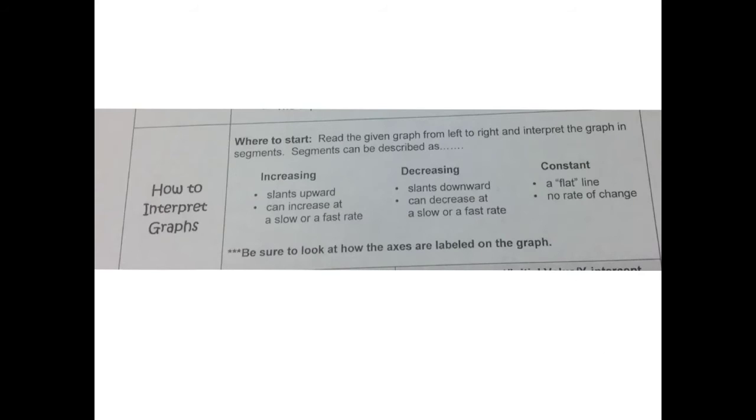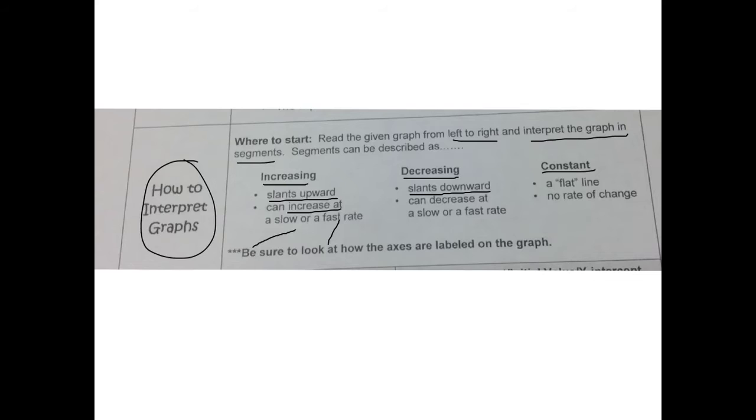This is kind of the how-to as far as how to interpret graphs. Where do we start? We read the graph from left to right, just like we're reading a book. We interpret the graph in segments, and we look to see if those segments are increasing, decreasing, or constant. Increasing means that it slants upward, and it can increase at a slow rate, which would be slow and steady, or at a fast rate, which would be steep. Decreasing slants downward, going down from left to right, and it can decrease at a slow rate or at a fast rate. That all has to do with how steep it is. Constant just means a flat line with no rate of change, so it's going to look like this, flat.